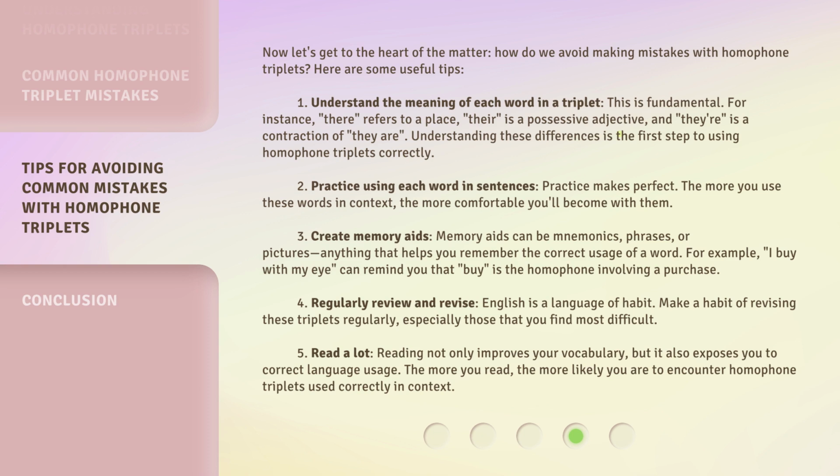4. Regularly review and revise. English is a language of habit. Make a habit of revising these triplets regularly, especially those that you find most difficult. 5. Read a lot. Reading not only improves your vocabulary, but it also exposes you to correct language usage. The more you read, the more likely you are to encounter homophone triplets used correctly in context.